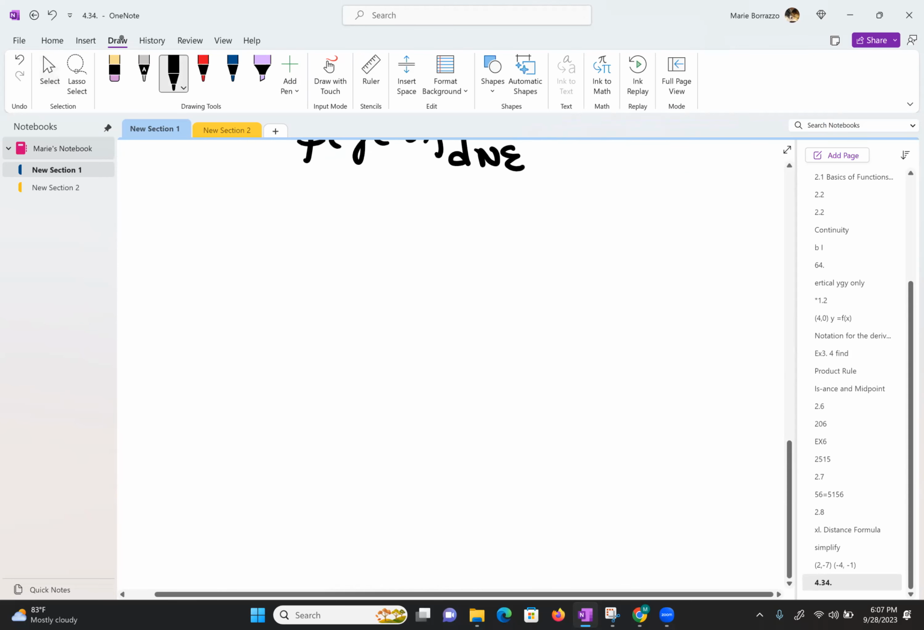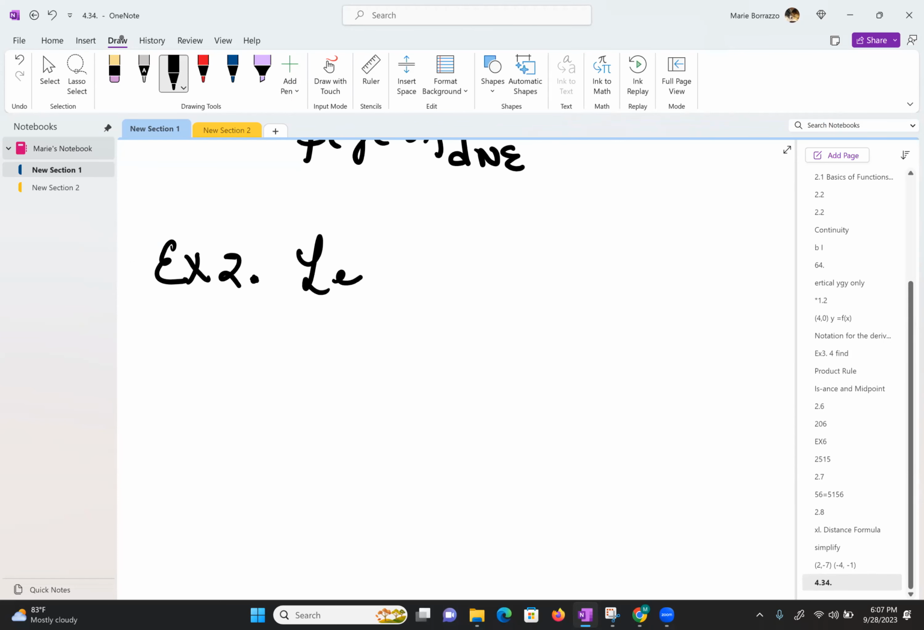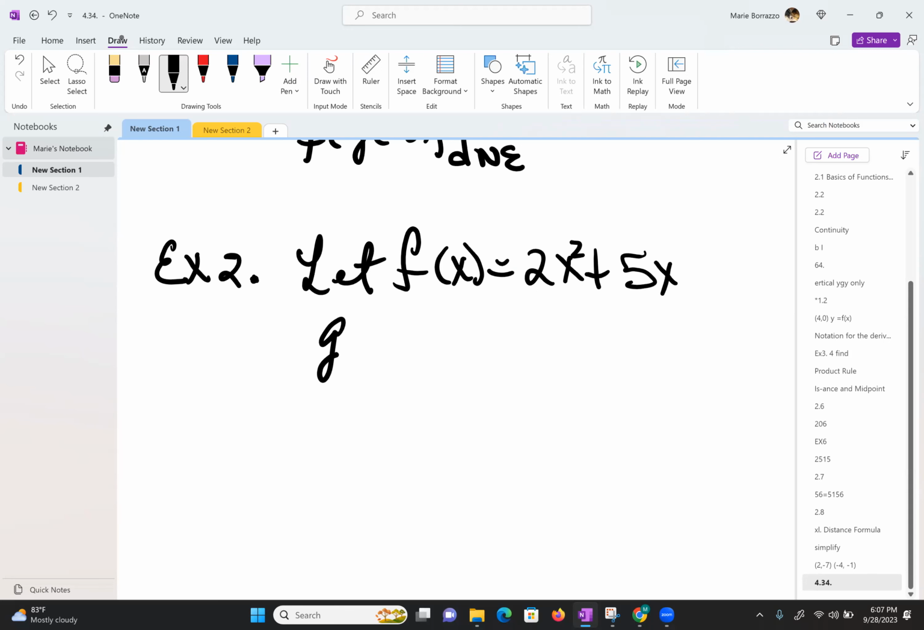Okay, so in example 2, we're still looking at the composition of functions. Now, the issue with this one is they're asking you to let f of x equal 2x squared plus 5x. They're asking you then to also look at g of x, and in that case, that is 4x plus 1.